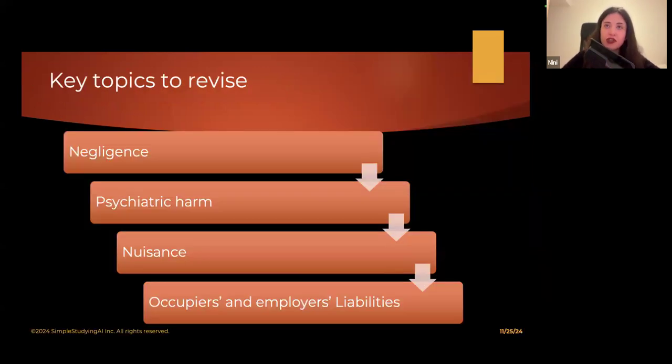Key topics to revise in tort law: negligence, psychiatric harm, nuisance, and occupiers and employers liability. However, I suggest you have a look at the table of contents of your course, the topics that you have covered in the lectures, and have a look at past exam papers as well to make sure that you are revising all the topics that you should know for the exam.